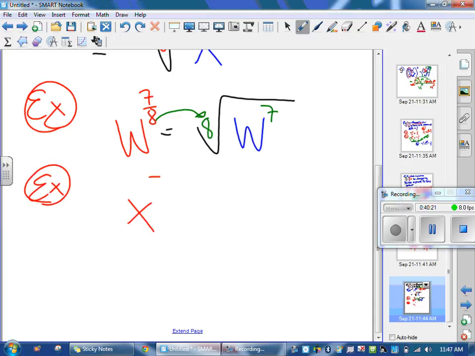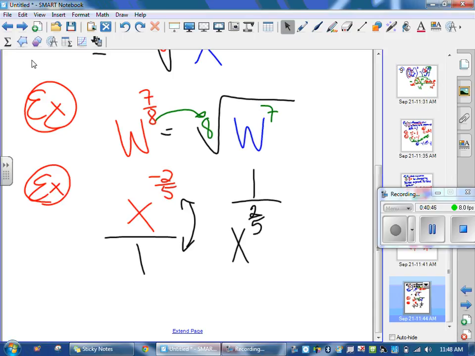X to the negative 2/5. The first thing you have to do is get that negative exponent gone. It has to be a positive exponent. So you need to flip it. You're going to put it over 1, and flip it. So you're going to have 1 over x to the 2/5. That makes this become a positive 2/5. So now when you put it in radical form, it's going to be in a fraction. The radical will be on the bottom.